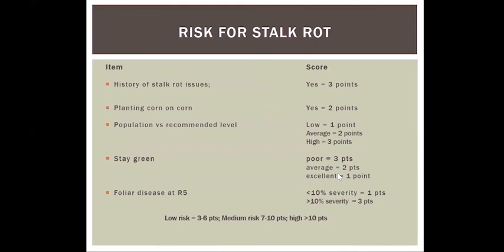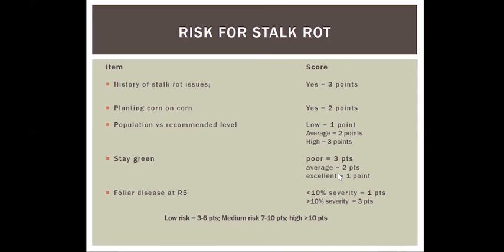Schedule those to be harvested first. And if you do harvest early and your grain's a little bit wet, make sure you're drying that down below 18% or so, because you don't want to have any additional issues with ear rots and stuff like that while it's in storage. Here's a little risk sheet that I've made up for stalk rot.